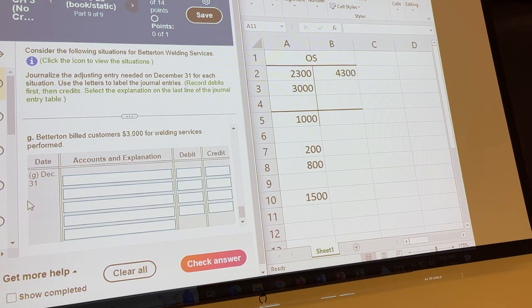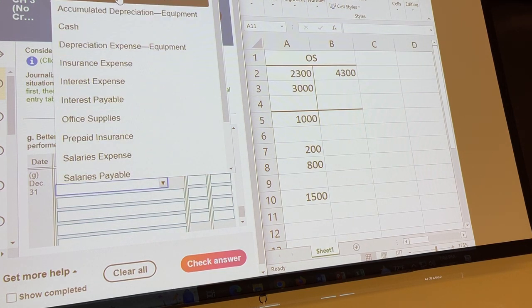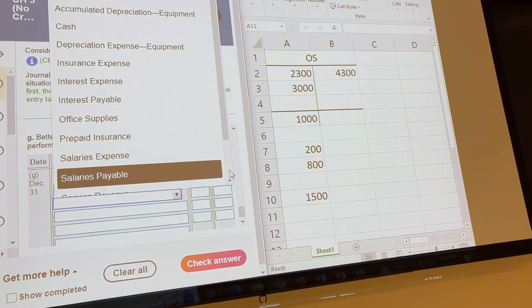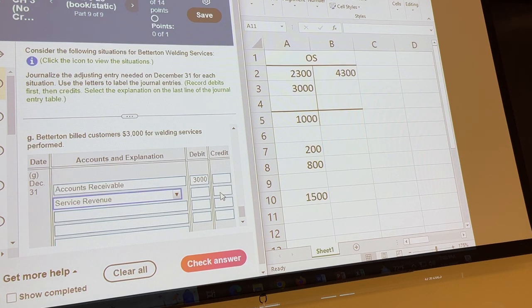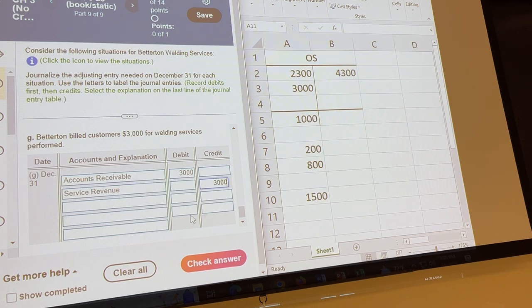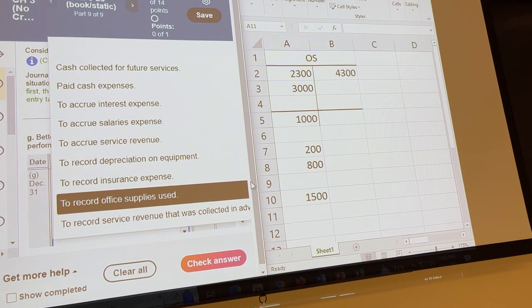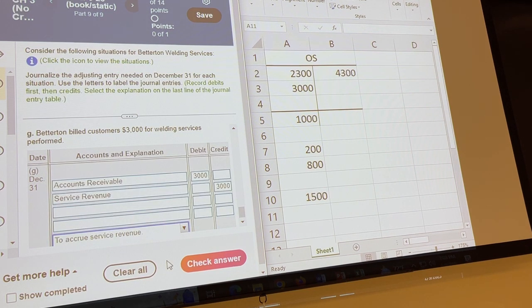Okay, then Betterton billed customers $3,000 for welding services performed. This is really no different than what we would have done in chapter 2. So we know that we'll have to debit accounts receivable, 3,000, and we will credit service revenue, 3,000. And at the bottom, we put, to accrue service revenue.